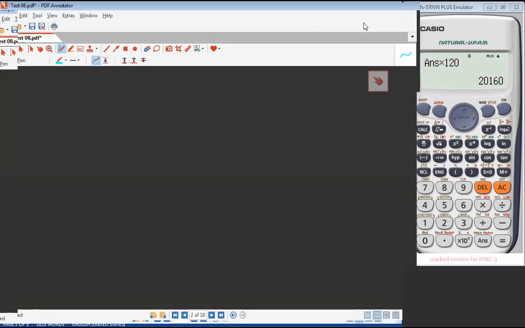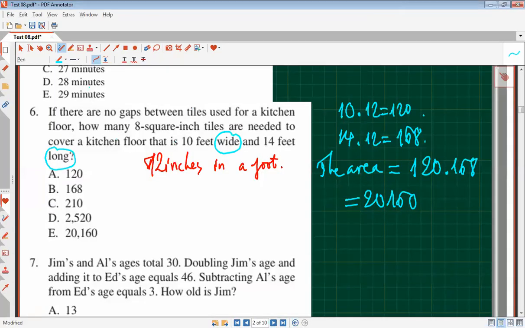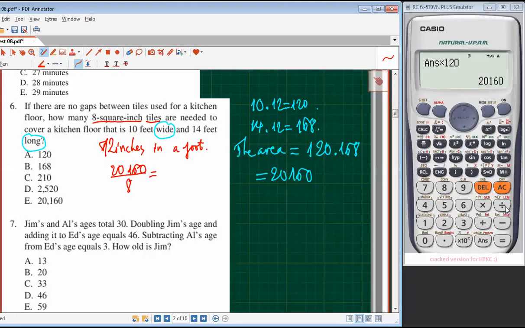And the question is asking about the number of 8 square inch tiles. It's simple. We just take 20,160 divided by 8. Calculate that again. Divided by 8, and we get 2,520. Option B.